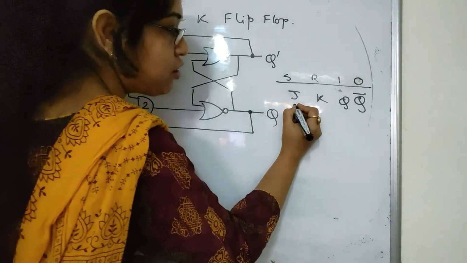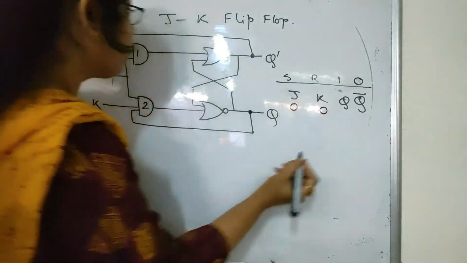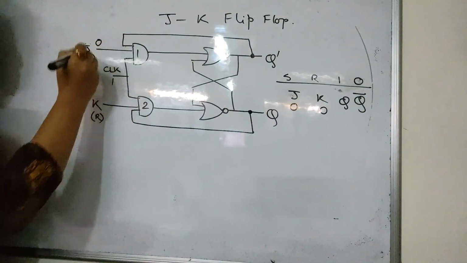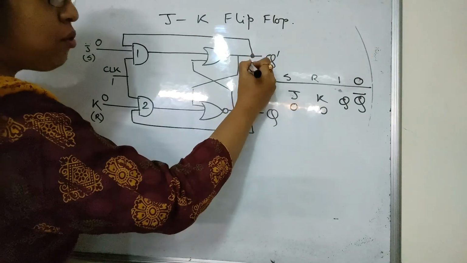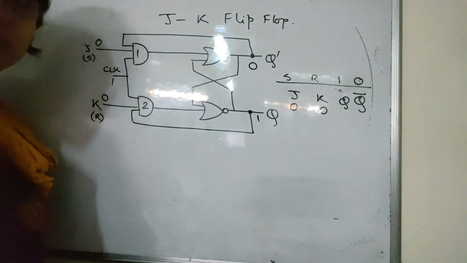Now we are giving J as 0, K as 0. Q dash is 0, Q is 1.